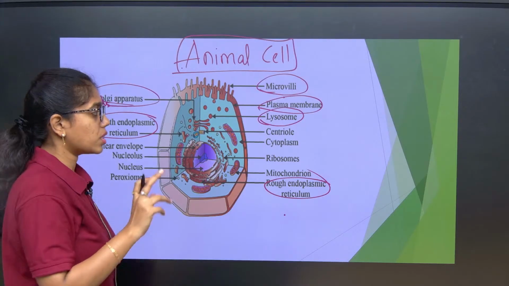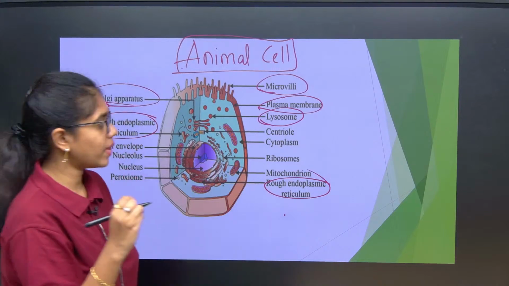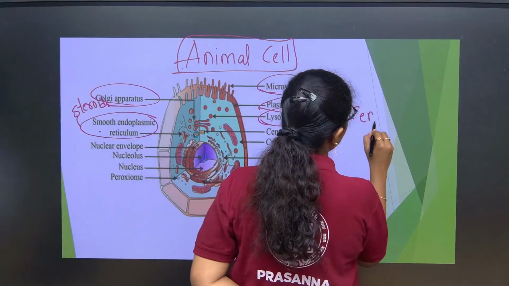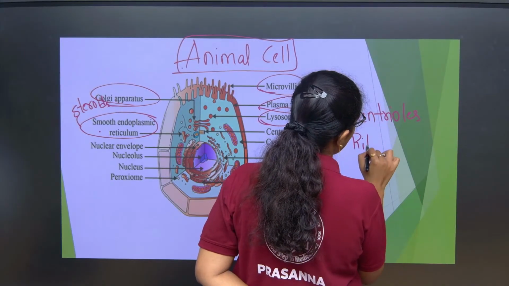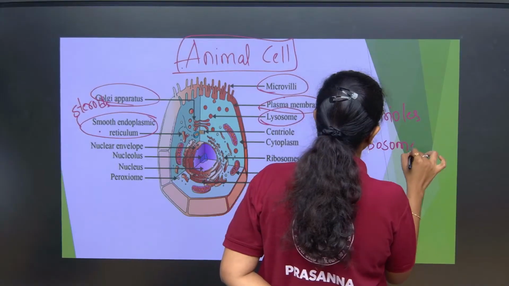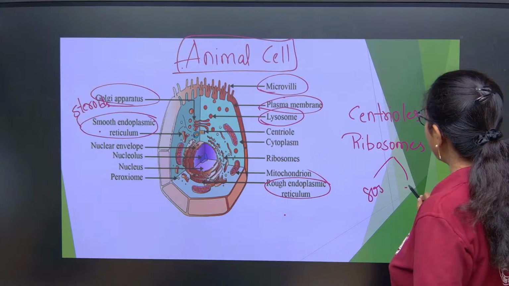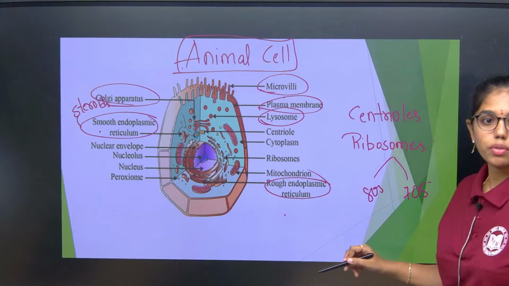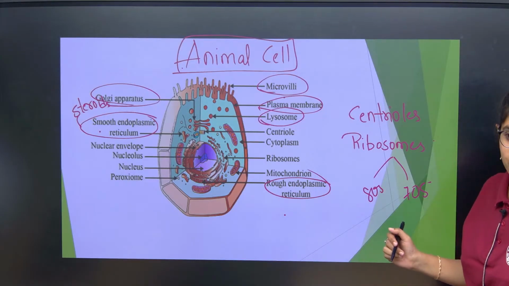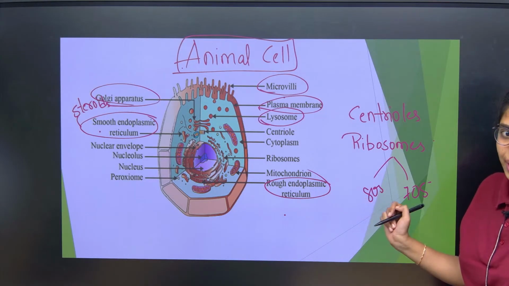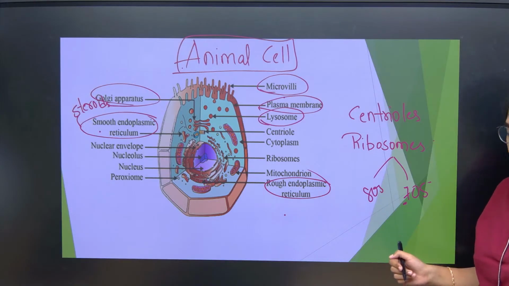cell. Next, non-membrane bound organelles are two in animal cell, as we have discussed. What are they? Centrioles and ribosomes. Fine. Ribosomes, same case, ma, you can find both 80S and 70S. 80S you will find where? In the cytoplasm, and 70S you find in the mitochondria, because there is no chloroplast in an animal cell, right? 70S you will find in the mitochondria.